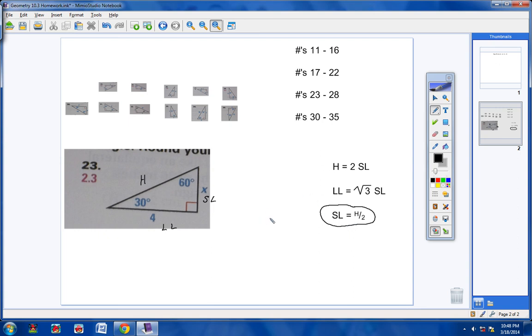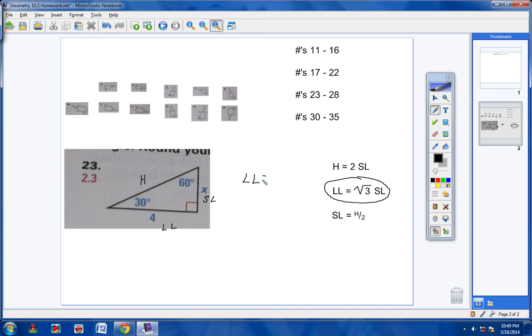The only formula that has shorter leg all by itself, like SL equals, is this one right here. But look what you have to have. The shorter leg equals the hypotenuse divided by 2. Hypotenuse divided by 2. And we don't know the hypotenuse. What we do know is the longer leg, correct? So let's use this formula right here. Watch carefully how I do this.